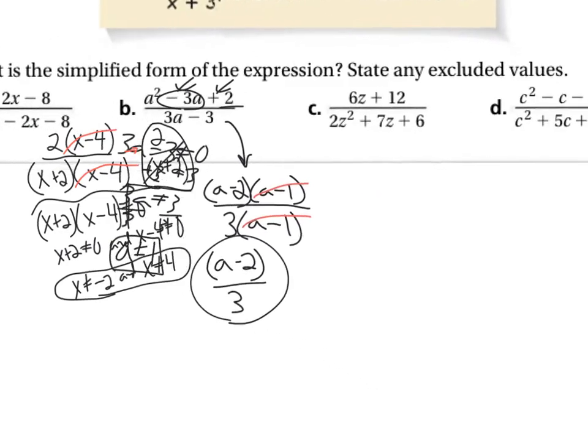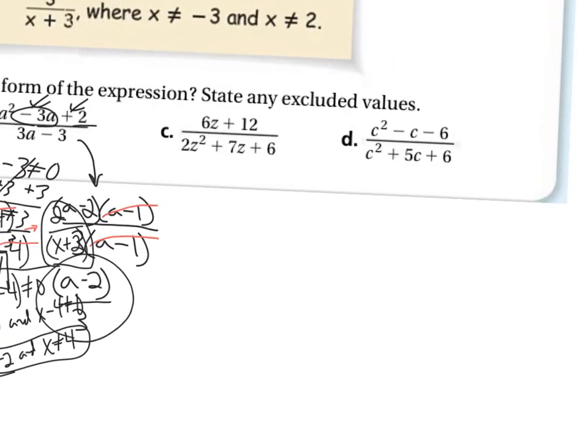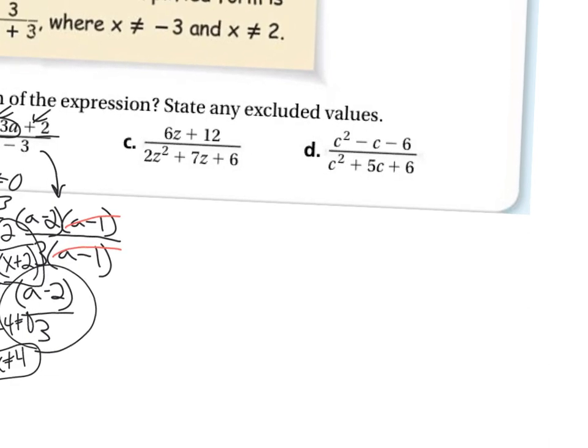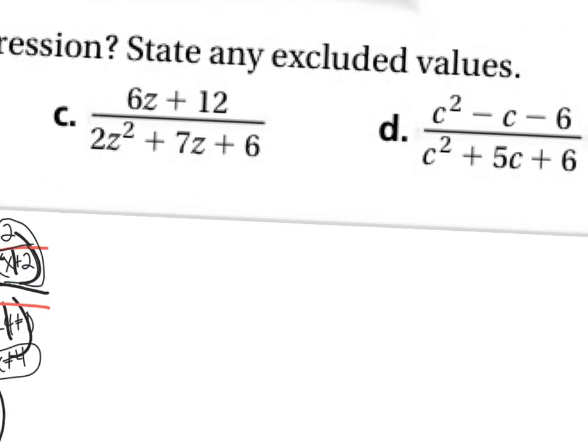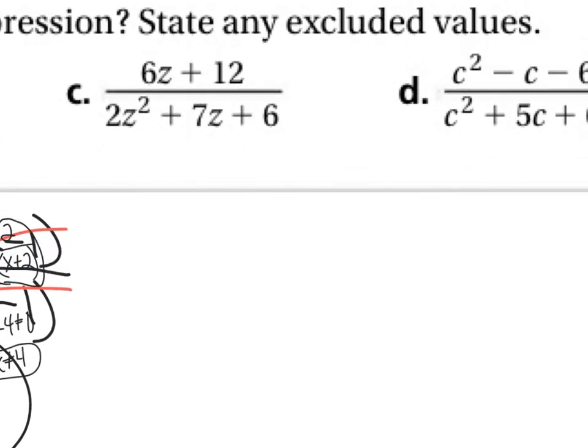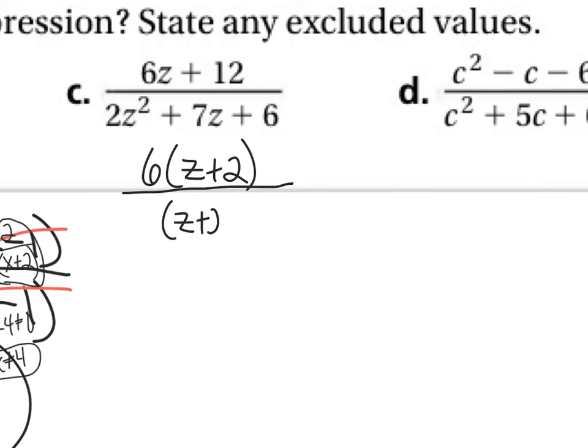Part C, same idea. This one we've got a trinomial in the denominator, so it might be good to go ahead and factor these first. Since I've got a binomial in the numerator, I'm going to go ahead and factor that. So we can factor a 6 out of that, which leaves me a z plus 2. So I'm thinking I'm probably going to have a z plus 2 factor in the denominator.